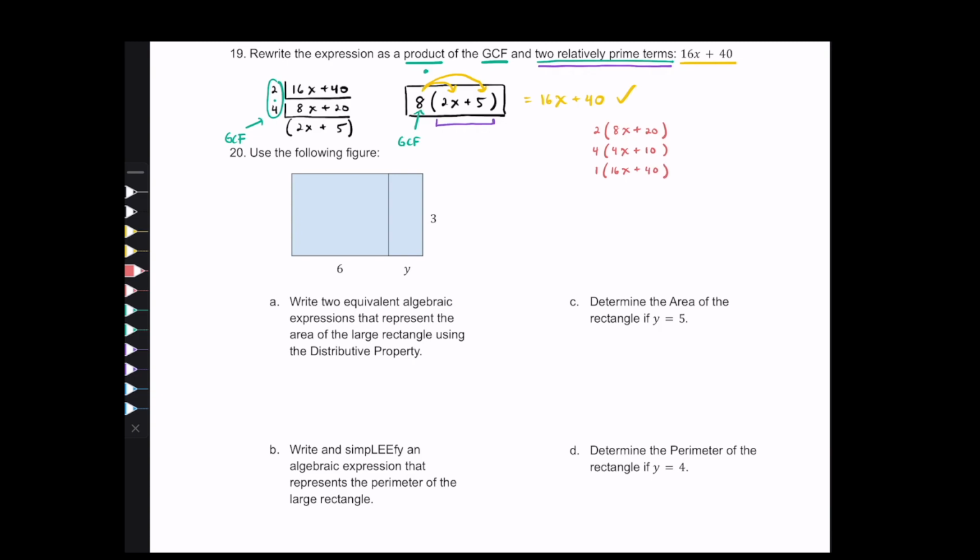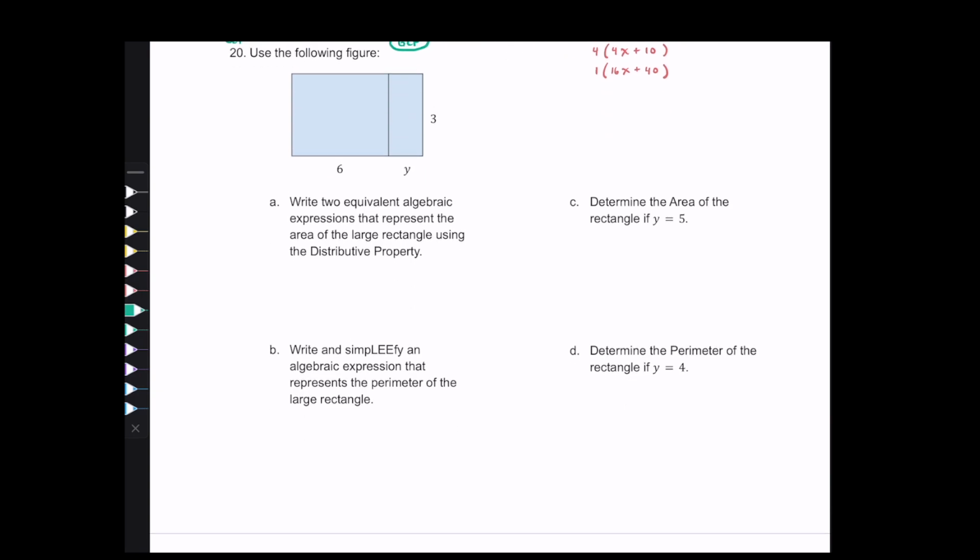So are these all options that are equivalent using distributive property? Yes, but the one that uses the GCF is the one that has the 8 on the outside. Okay, so that's the one we're looking for. Let's go on to number 20. We're going to use the following figure. We're going to go ahead and write 2 equivalent algebraic expressions that represent the area. Make sure we're doing area here of the large rectangle using the distributive property.